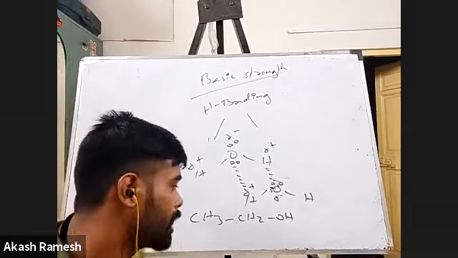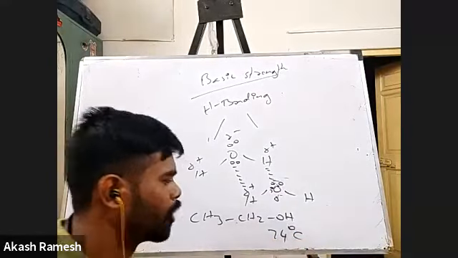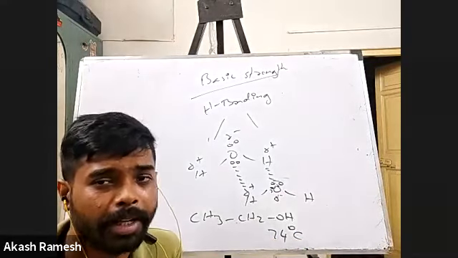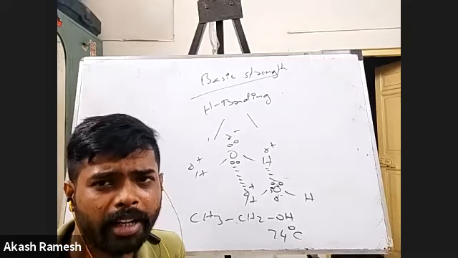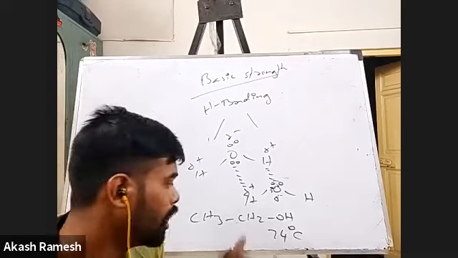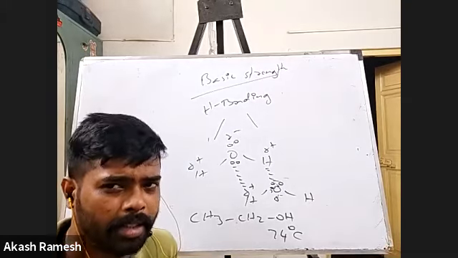But if you look at the boiling point of this alcohol, it will be around say 74 or 78 degrees Celsius, right? But for water, I know it is going to be 100 degrees Celsius, right? Even though this has more molecular mass, right? Now, how do I explain this?